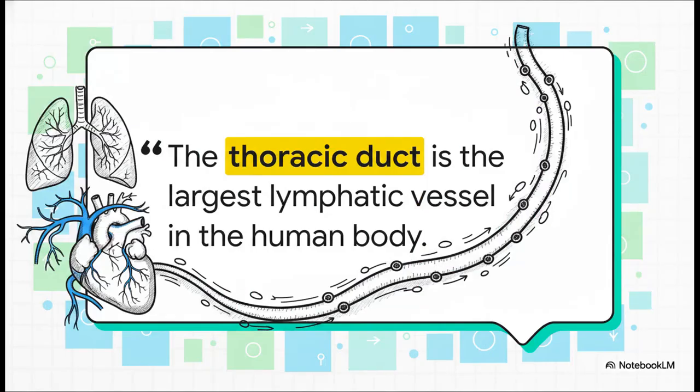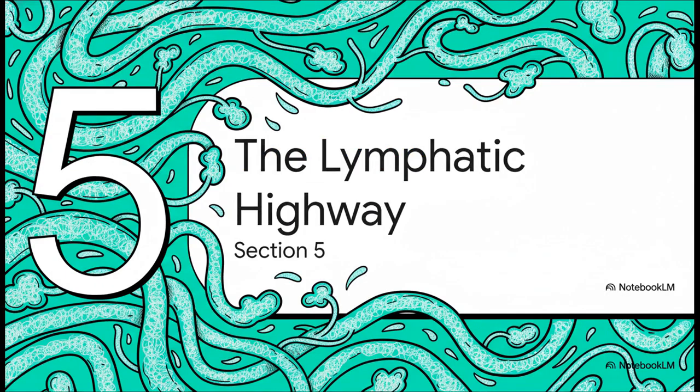Okay, so we've covered the blood, the air, the food, and the electricity. But there's one final, and honestly often misunderstood system in this space: the hidden drainage system of the thorax. Let's explore Section 5, the lymphatic highway.